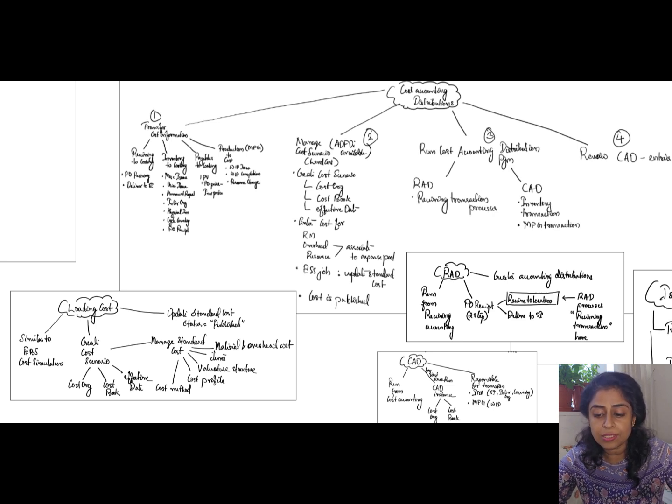We have two main distributions programs. One is receipt accounting distributions. This is run from the receipt accounting area. It processes the receiving transactions and creates the necessary accounting distributions for stock receipts. Next is cost accounting distributions.